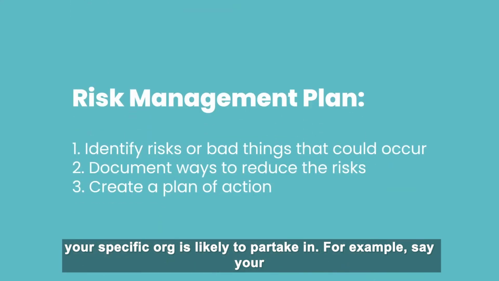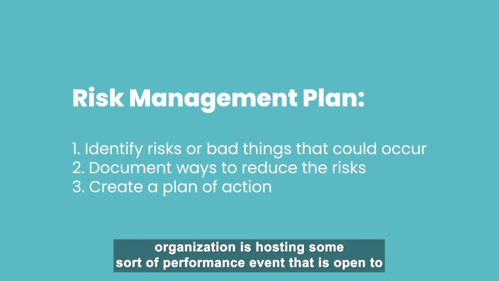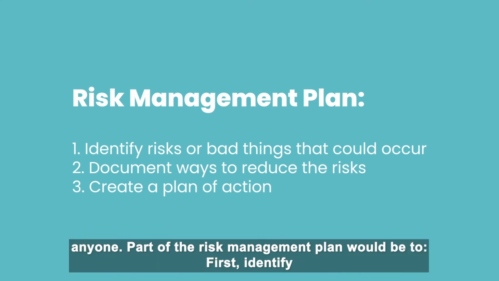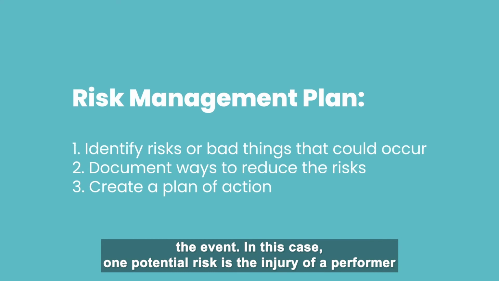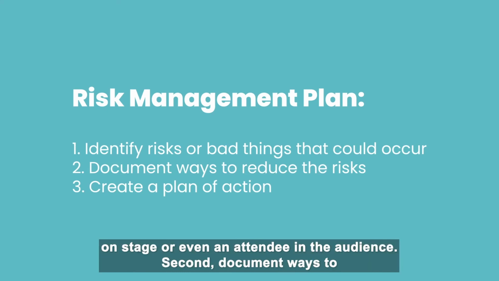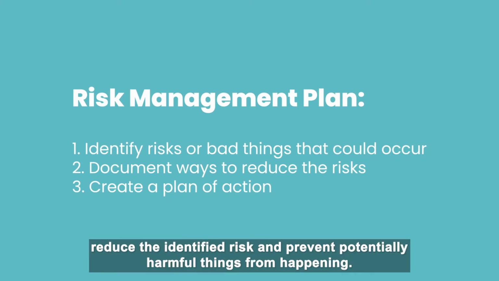For example, say your organization is hosting some sort of performance event that is open to anyone. Part of the risk management plan would be to, first, identify risks that exist or bad things that could happen for each activity at the event. In this case, one potential risk is the injury of a performer on stage or even an attendee in the audience. Second, document ways to reduce the identified risk and prevent potentially harmful things from happening.